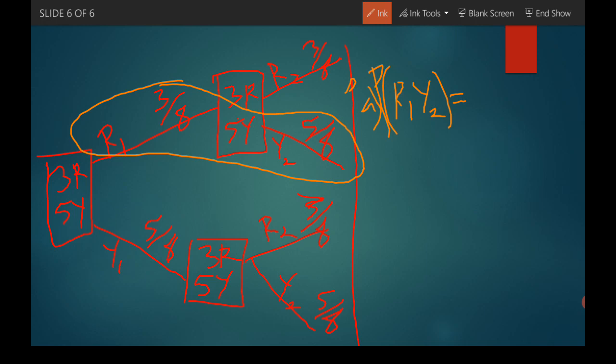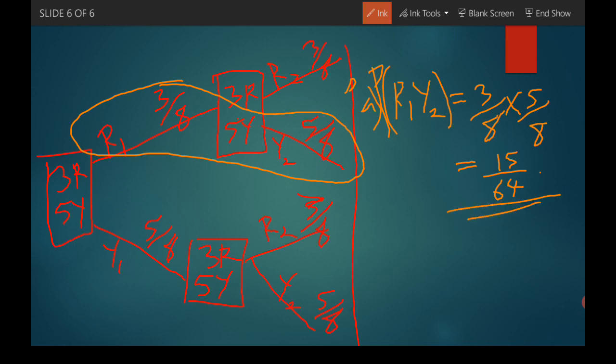So first red, we have 3 out of 8. Second being yellow is 5 out of 8. And the probability here will be equal to 15 out of 64. And that is it. The order is specific.